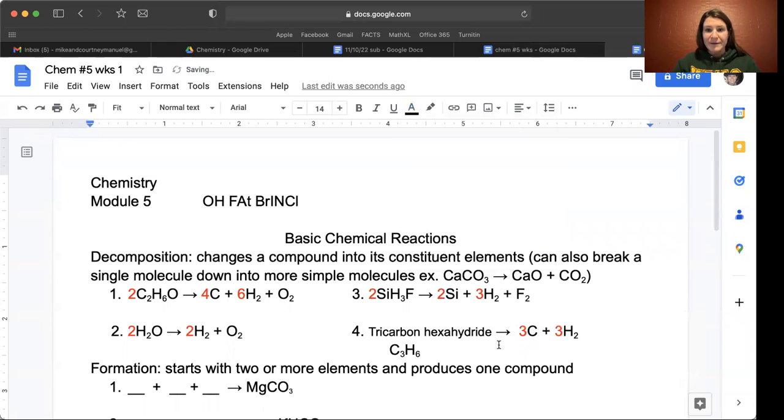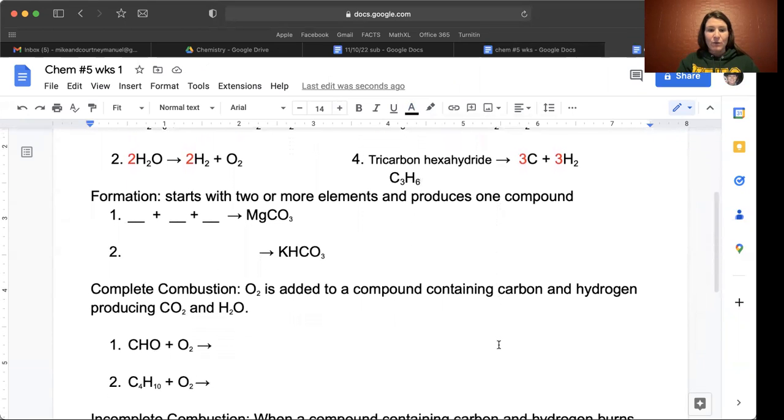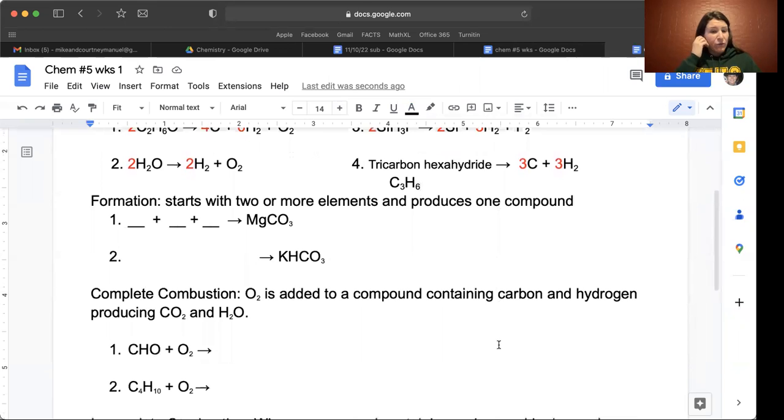Hopefully you got that. That is our first type of chemical reaction, and I'd like to move to the second one, which is formation. Formation is the reverse of decomposition. So instead of taking a big one and breaking it into small parts, we're taking the small parts and sticking them together. I think you guys are going to do awesome, because if you could do the last one, you should be set.